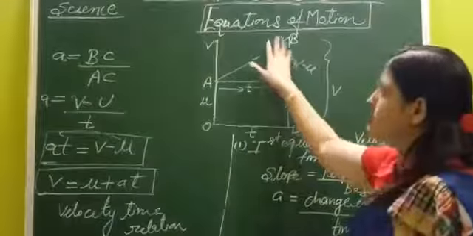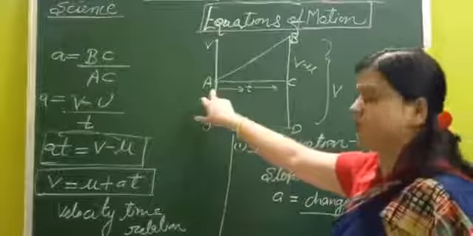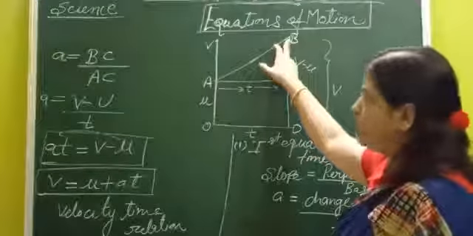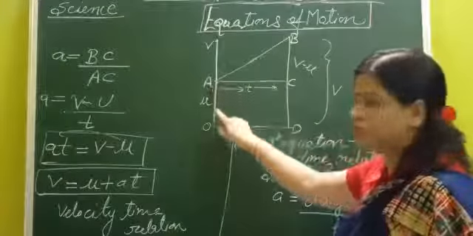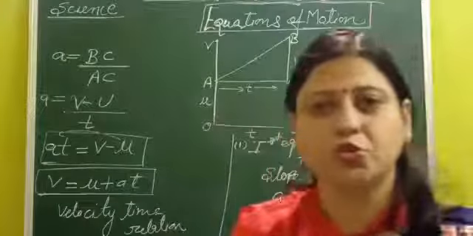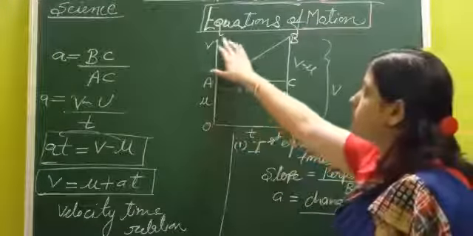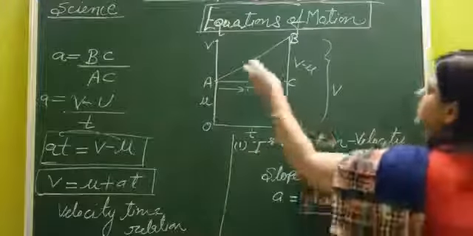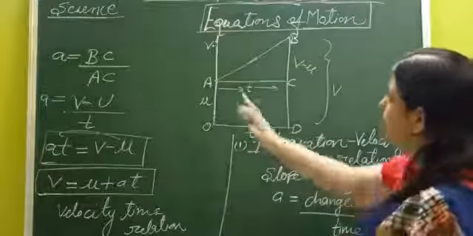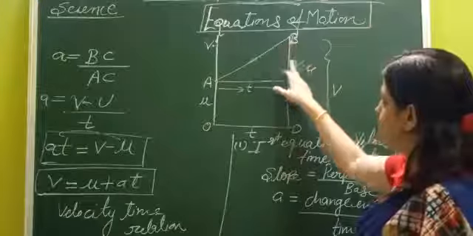So students, first everyone see this graph. Here an object is starting from point A, and it reaches position B, right? When it is starting from this position, this is the initial velocity. We show the initial velocity by u, and it reaches the B point. So this is the final velocity v, right?